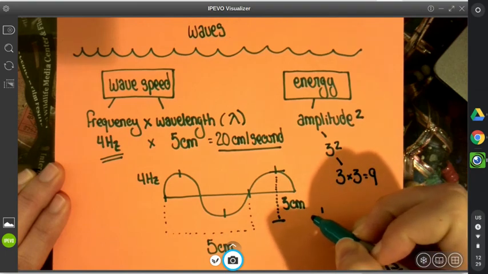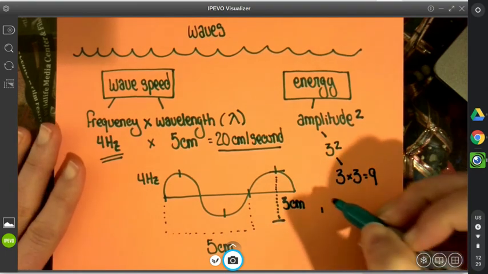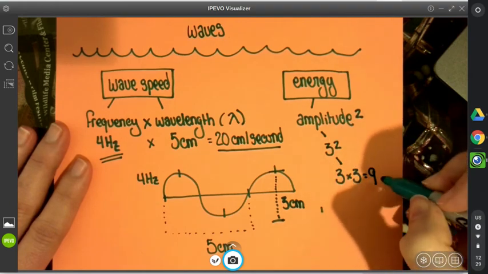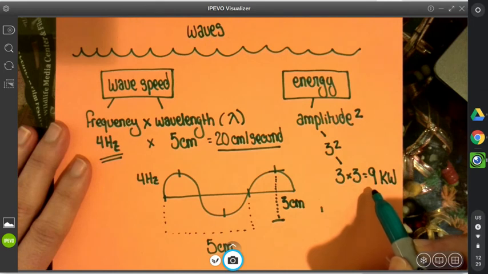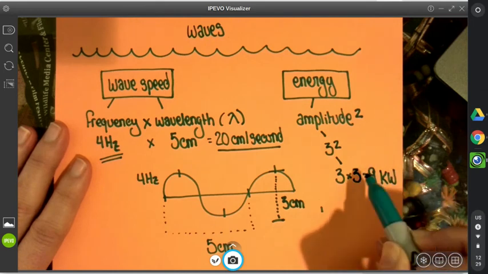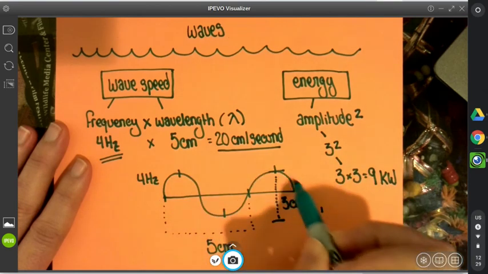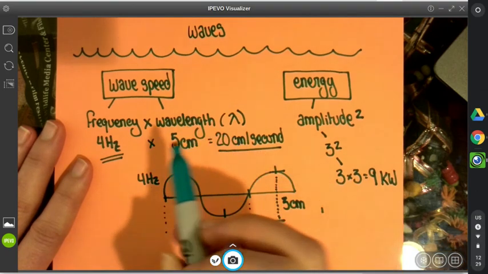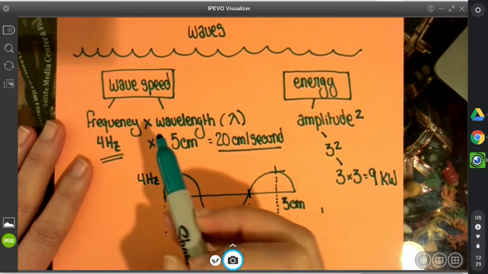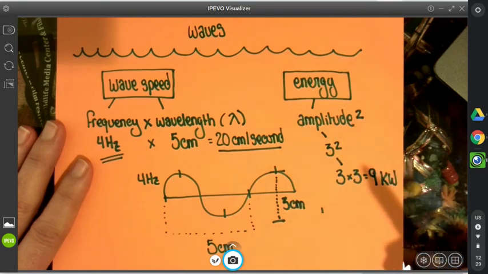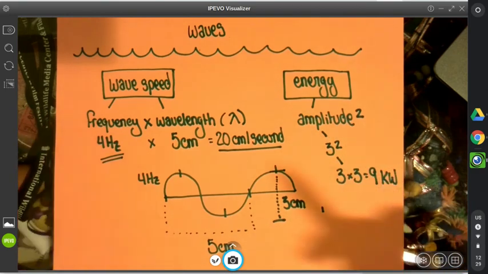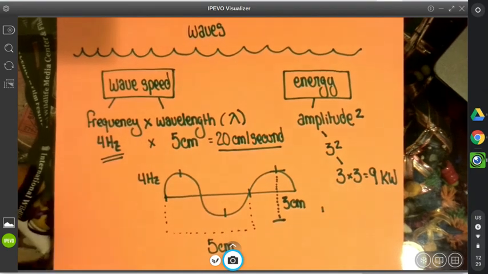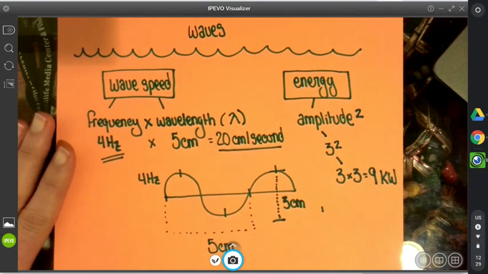When we're referring to waves, we don't use centimeters squared for that unit. We change it to the unit of energy, which is 9 kilowatts. So this one tells me how much energy is in the system. 9 kilowatts is referring to how much energy this wave is capable of pushing through, versus how fast it's going. Okay, so it's nice to be able to use two different ways to refer to how big or small and how fast and how much energy are in the different waves.